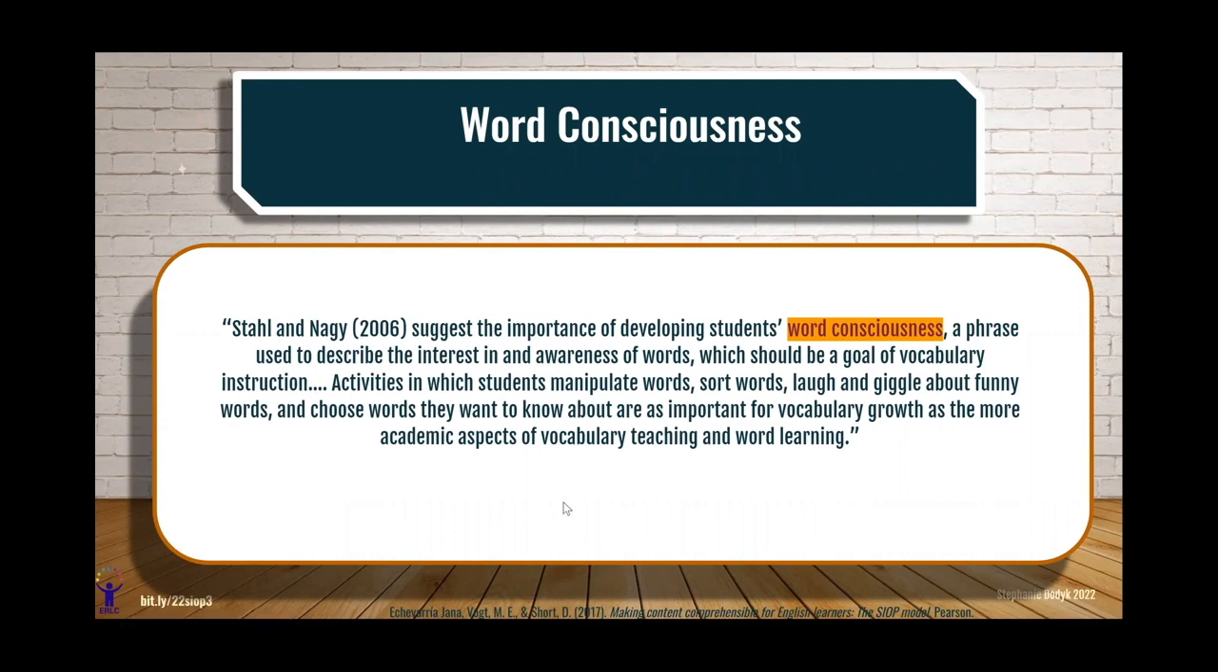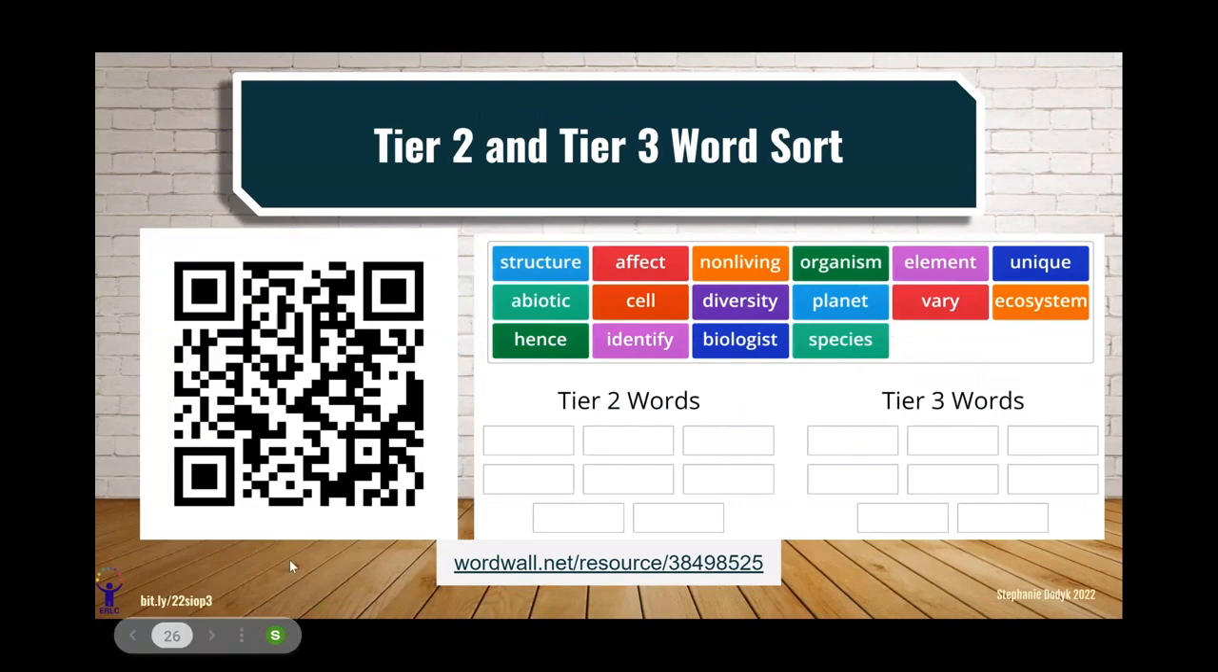So that manipulation piece and interacting with words are key, because we need at least 7 exposures to a word in order for it to become part of our schema and plant itself in our hippocampus. So we want to make sure we're giving students lots of different opportunities, not just on one day, but repeated throughout the unit, recycling and going back to it. So that's one idea. I'm just looking at the clock here. I have an activity here.